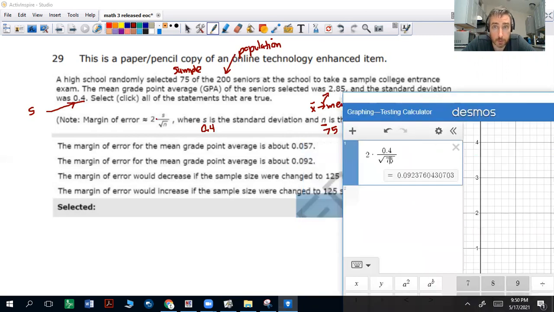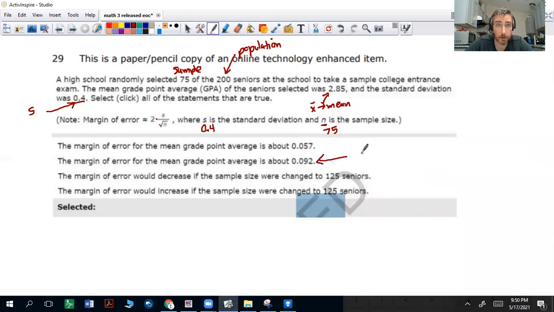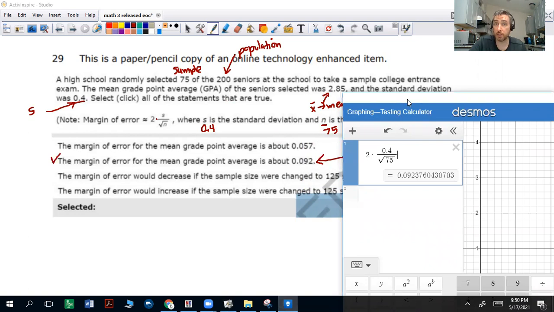Now, if I were to put 200 in there, see, it gives you what 200 is, but that's not what we're putting in for our sample size. We're putting in 75. So that margin of error is 0.092. That's one of your answers. 2 times 0.4 divided by the square root of 75 is 0.092. It says select all that are true. That's true. The margin of error would decrease if the sample size were changed to 125 seniors.